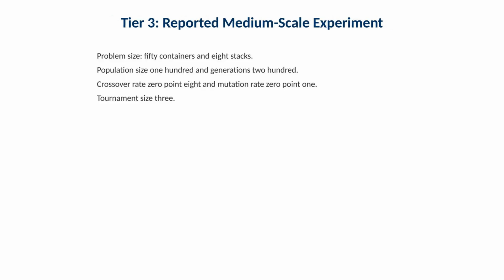The reported experiment uses problem size 50 containers and 8 stacks. Population size is 100 and generations is 200. The crossover rate is 0.8, the mutation rate is 0.1, and tournament size is 3. Operationally, these parameters describe how aggressively the search explores versus refines.